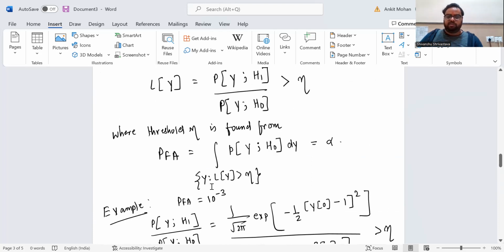We are essentially doing the same thing here in the numerical also. We found out the region where the likelihood ratio was greater than the threshold, and for those corresponding values, we obtained the corresponding region for y. Once we found the corresponding region for y, we integrated this particular probability density function over that region of y, and then we were able to find out the value of theta. Okay.